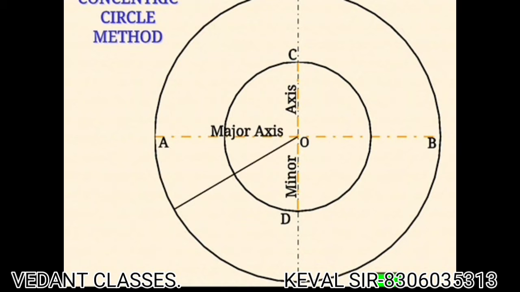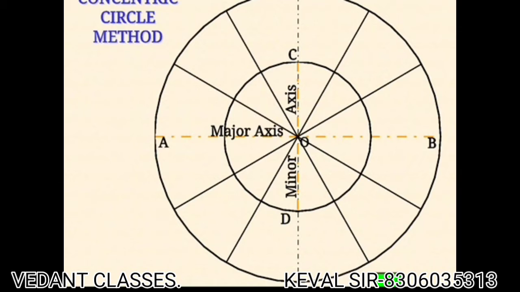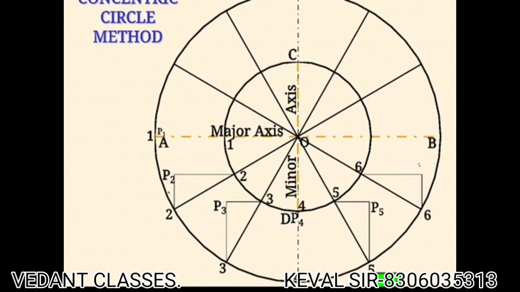Now divide the circle into 12 equal parts. After dividing the circle into 12 equal parts, we will start from point A. At point A give the number 1 and you will get your first point P1. Now start taking projections from all the parts. From point 2 you take the projection like this and you will get the point P2. Now you will get the point P3 from the other line like this, then you will get the point P4, then P5, then P6, and it goes on.